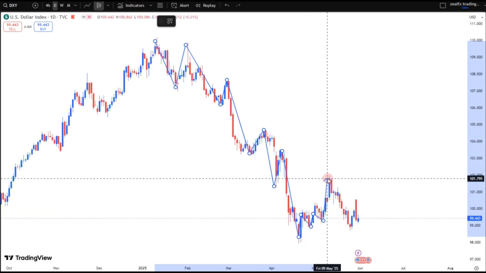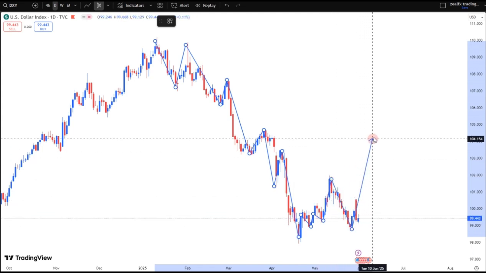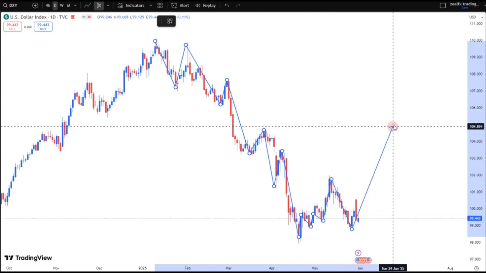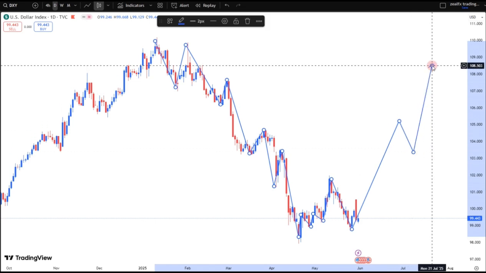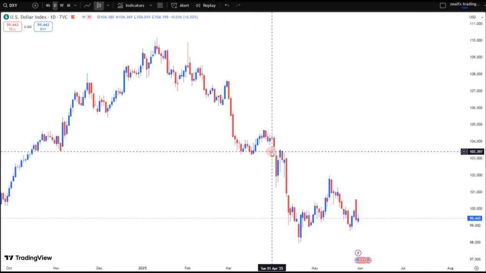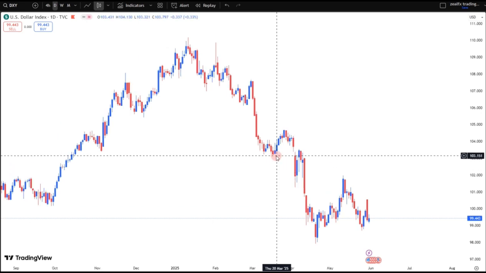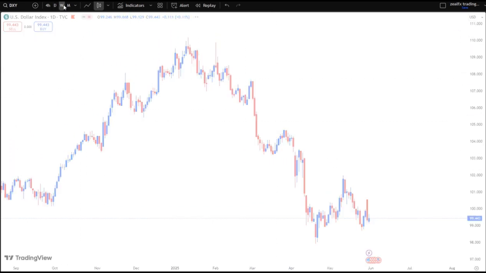So long as we have this higher low inner structure of the DXY, we expect price to break out of this high before we look for any possible strong momentum buying opportunity to the top. So let's look at the weekly time frame of the DXY.